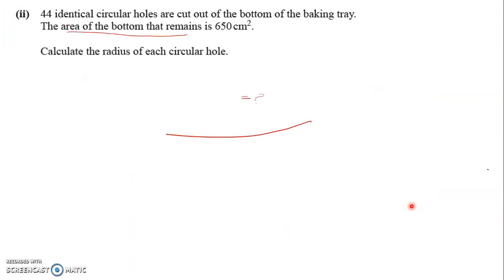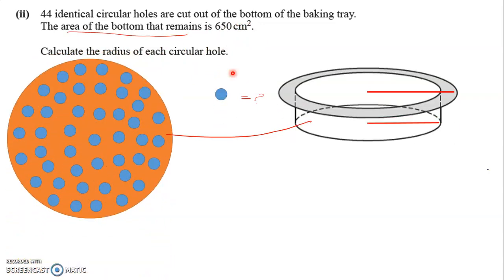Now, we move on to the second part of our question, which states 44 identical circular holes are cut out of the bottom of the baking tray. The area of the bottom that remains is 650 square centimeter. Calculate the radius of each circular hole. I have taken these three figures. This is our old figure which we had been considering before, with two radii, capital R and small r. This is the bottom of the tray, which I have separately drawn from here to here.